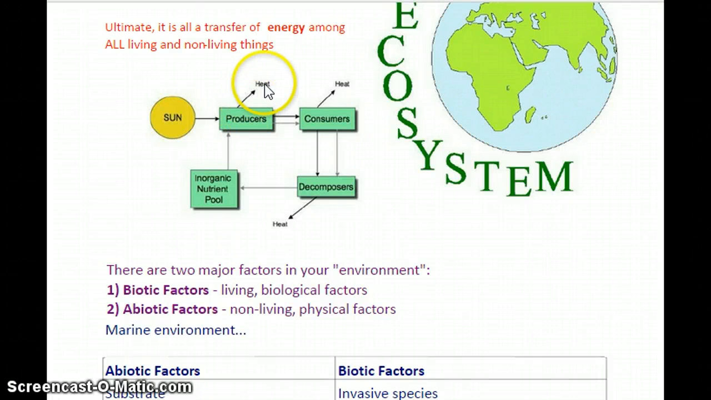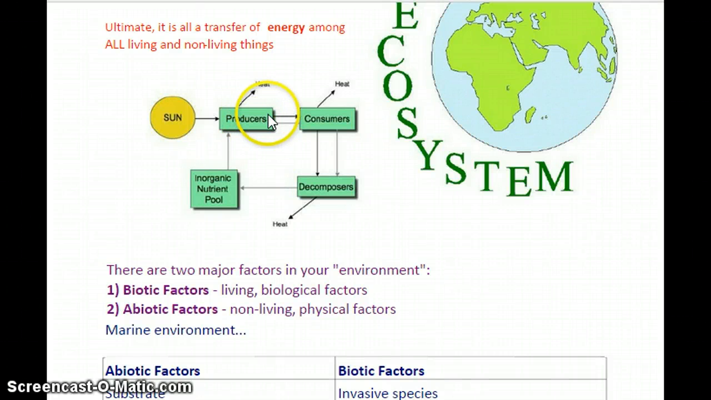Now, some energy is lost in the process in the form of heat. Heat energy is given off by living things. All living things give off heat. I don't know if you're aware of that, but if you were to use an infrared camera to look for something alive moving in the bushes, you'll find that the bushes themselves give off a little bit of that heat. So even plants emit a little bit of heat.